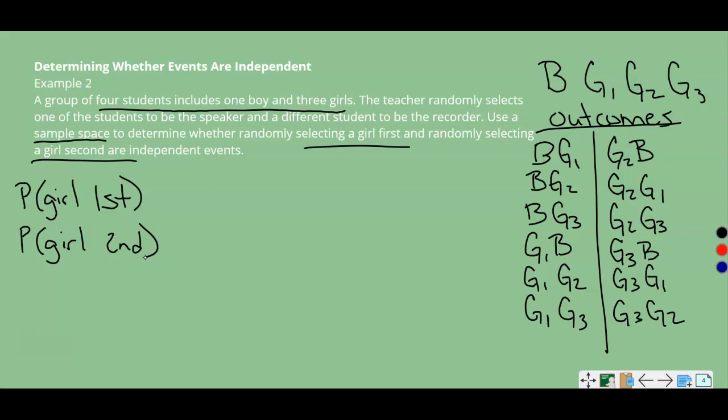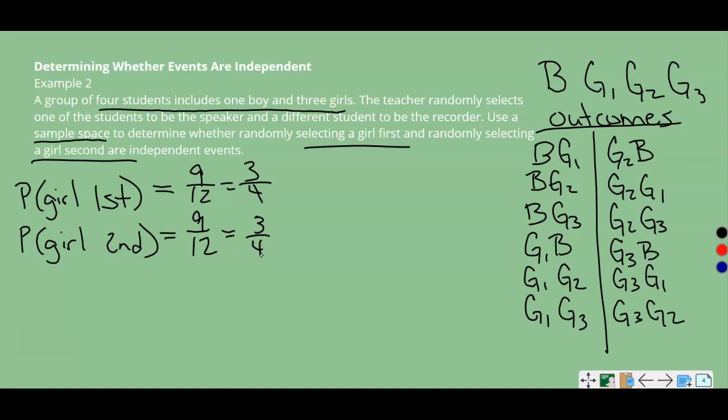So a girl first, so we've got 1, 2, 3, 4, 5, 6, 7, 8, 9 out of 12 possibilities that the girl's first. 9 out of 12 can be reduced. 3 goes into both 9 and 12. 3 goes into 9 3 times. 3 goes into 12 4 times. So that will reduce to 3 over 4. All right, what is the probability that the girl is picked second? So 1, 2, 3, 4, 5, 6, 7, 8, 9. So again, this is 9 over 12, or 3/4.